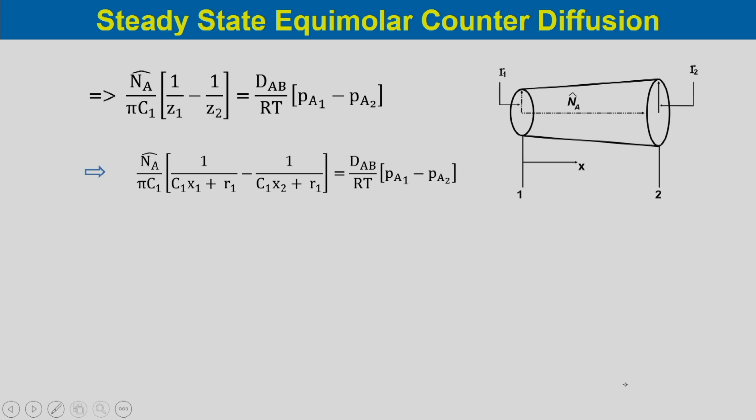So, from there if we substitute Z1 and Z2, then it would be NA cap by pi C1 into 1 by C1 x1 plus R1 minus 1 by C1 x2 plus R1, which would be equal to dAB by RT PA1 minus PA2.